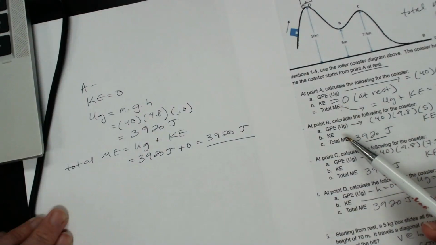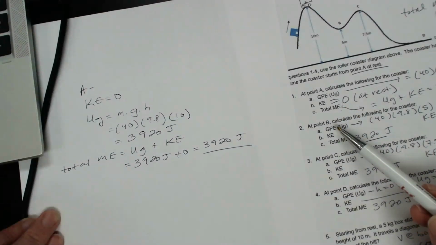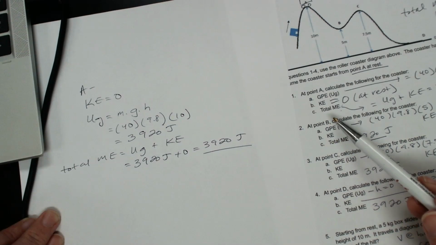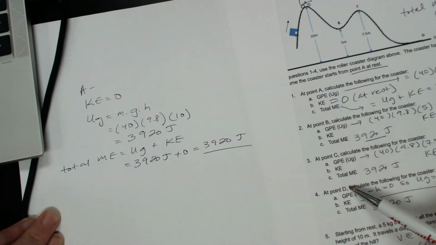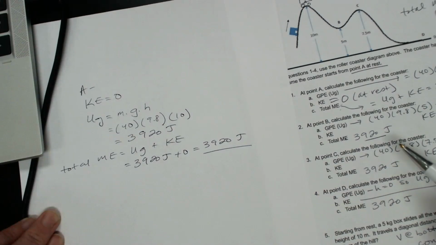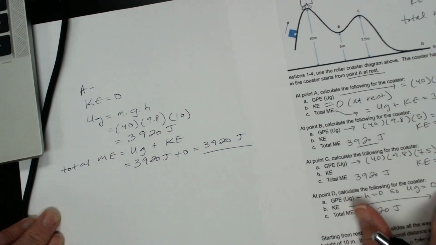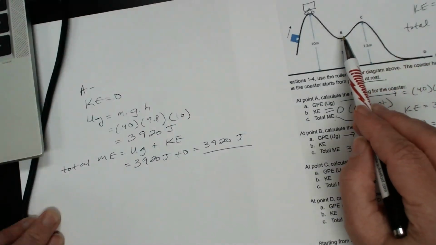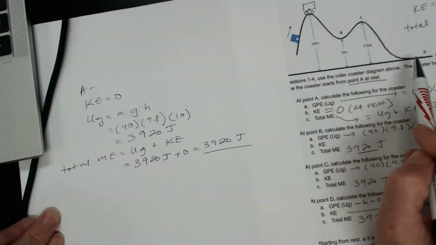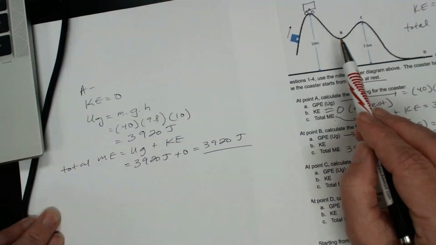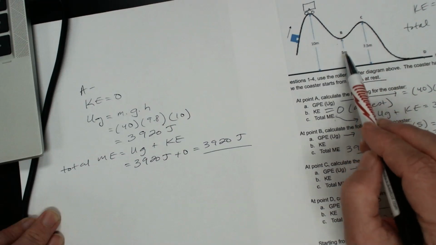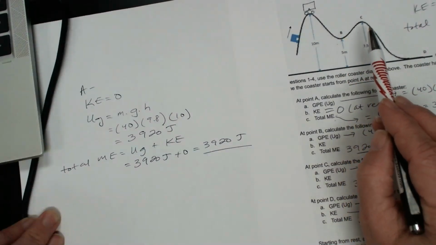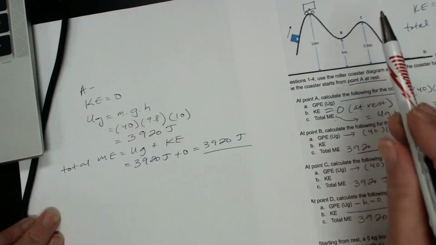It's going to be the same number for point B, for point C, and point D. All of these, I can go ahead and fill in this total mechanical energy value because it's constant and it's conserved. It's not going to change. I'm just going to see my energy within that bucket change as I go through the points of the roller coaster. So at points B and C, I can see that I've still got some height. I'm also going to have some kinetic energy at those points because I'm moving.